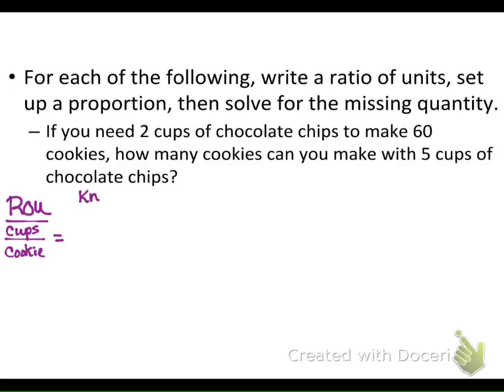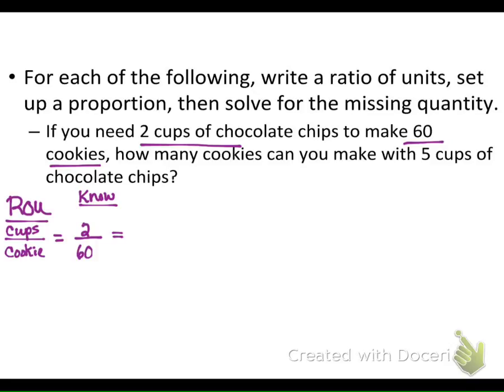Now let's talk about what numbers do we know. If you need 2 cups of chocolate chips to make 60 cookies, they're giving us information there. What are they comparing there? 2 cups and 60 cookies. 2 cups will make 60 cookies, right? So if I know that, where does my cup number go? The 2 cups, will that go on top or on bottom? Yeah, it goes on top with cups. So then 60 cookies is going to go on bottom.